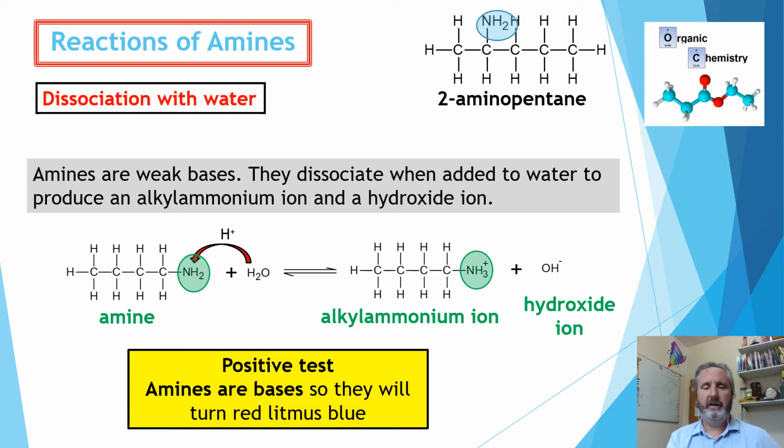So if we want to test to see whether the sample we have is an amine, one of the tests, or the positive test for an amine, is to actually just put some amine on damp red litmus paper. If it goes blue, that means it's a base, and the only group of organic compounds at level 2 that turn litmus paper blue are amines. So it's a definitive test for an amine. That is, we will use damp red litmus paper, and it will turn blue.